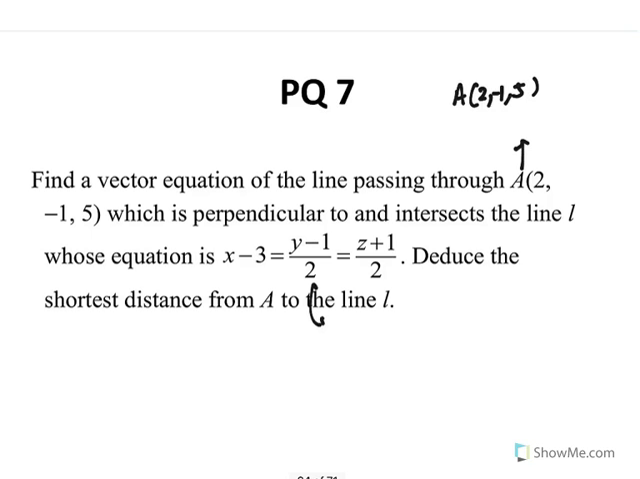So again, I hope you recognize that there are two types of equations of a line. One is a vector equation, one is a Cartesian equation. The Cartesian equation is in this form in terms of x, y, z. Next, all we need to do is find the shortest distance from A to L. Before we do anything, it is good to try to draw it out.